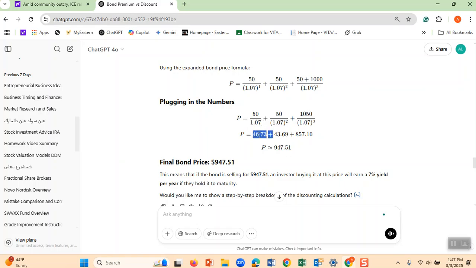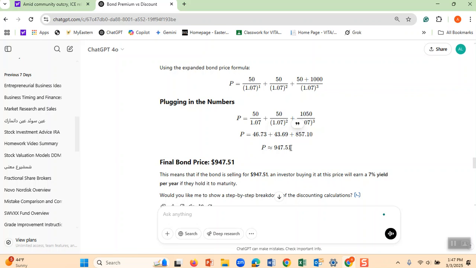A year from now, it gives you $50. In today's money, it is $46. 2 years down the road, it is giving you this much. And it is giving you $50, but in today's money, it is this. And this is what it is going to give you in 3 years from now.